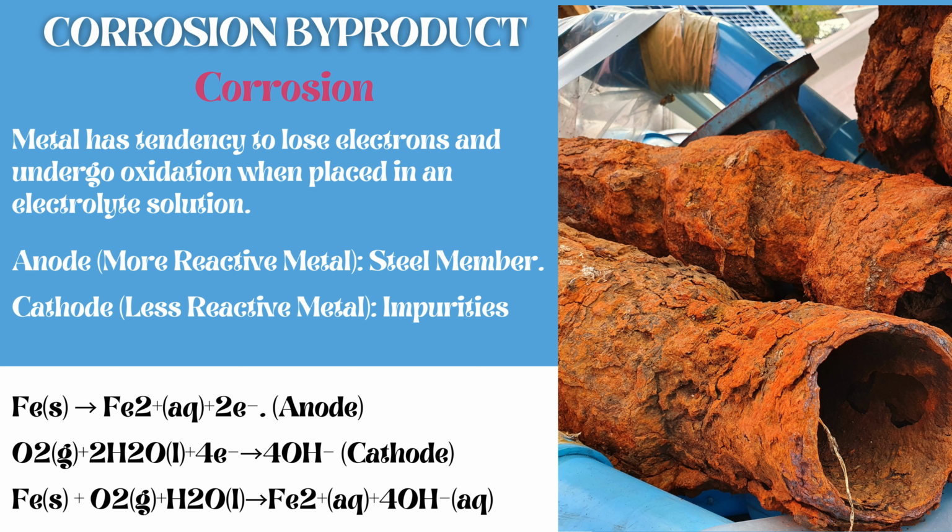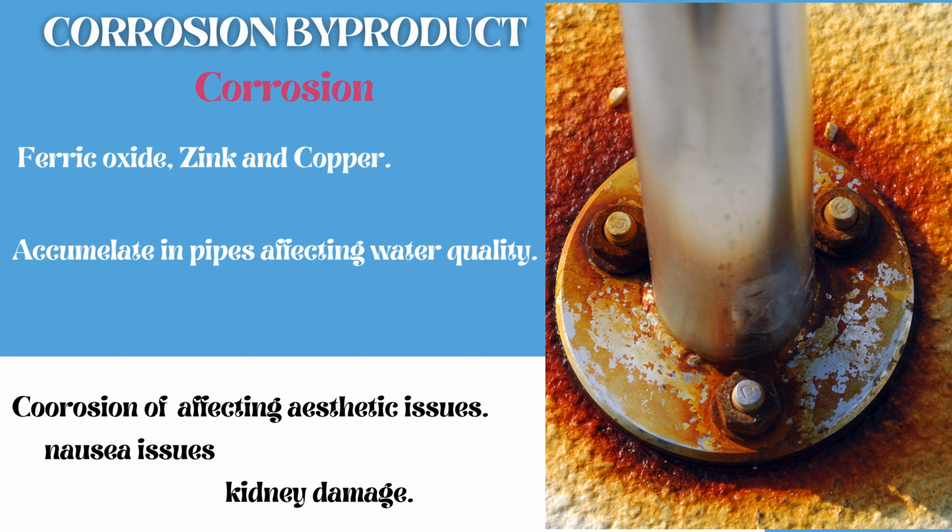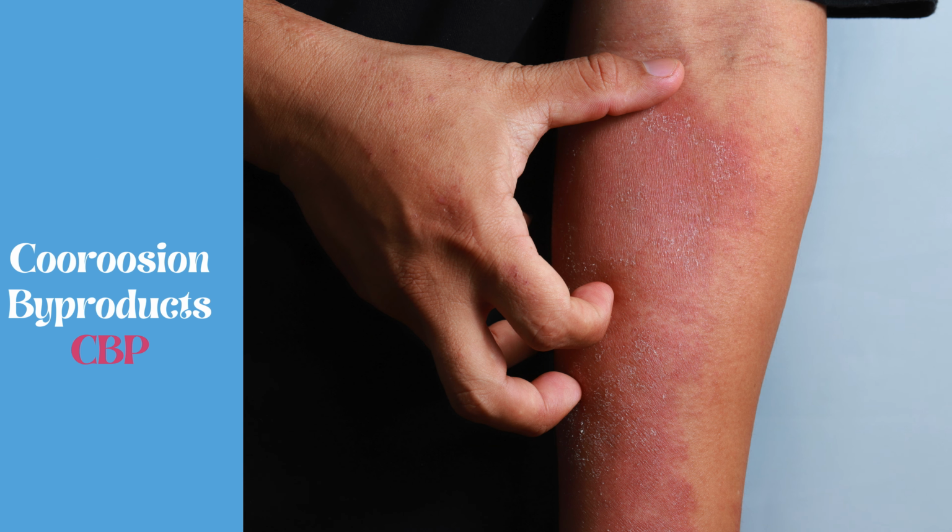Metal in general has a tendency to lose electrons and experience oxidation when placed in an electrolyte solution or exposed to oxygen. Ferric oxide, zinc or galvanized, and copper pipes all can accumulate in pipes, affecting water quality in general. So corrosion in pipes leads to taste issues and risk of kidney problems and nausea for long-term consumption. Let's consider this aspect to protect our communities.